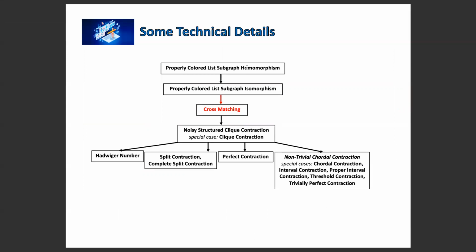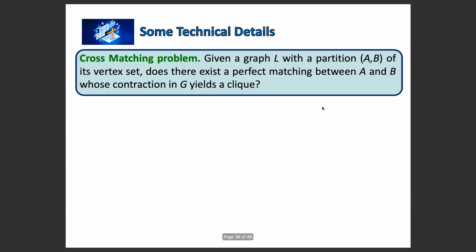Now let's go to another problem that we called cross-matching. In the cross-matching problem, we are given a graph L with a partition of its vertex set. It's not necessarily a bipartite graph, it's just that we have some partition of its vertex set into two sets A and B. And we ask whether there is a perfect matching between A and B whose contraction in L is a clique.